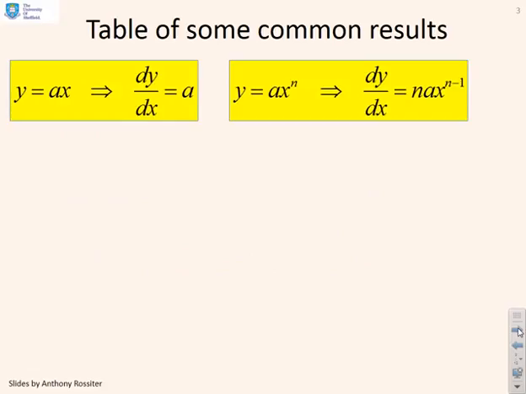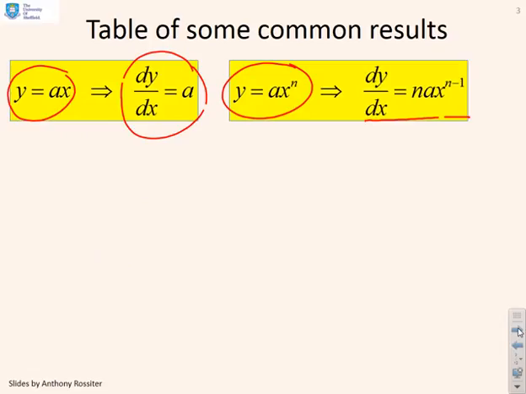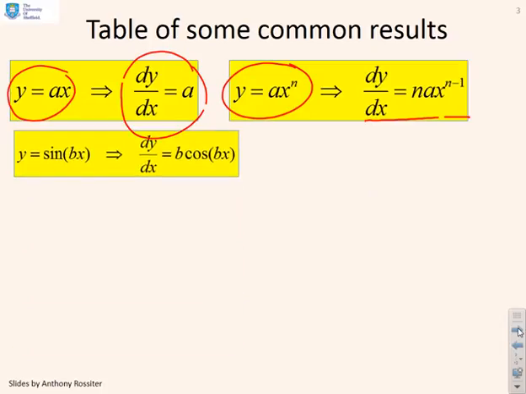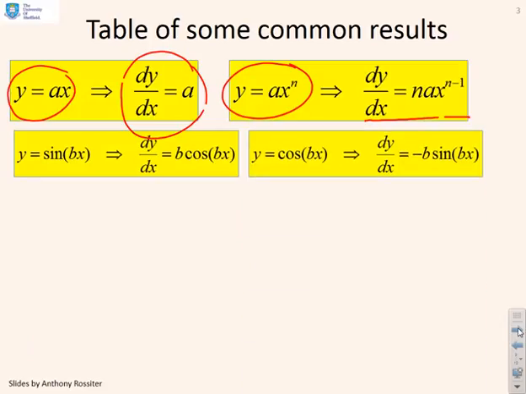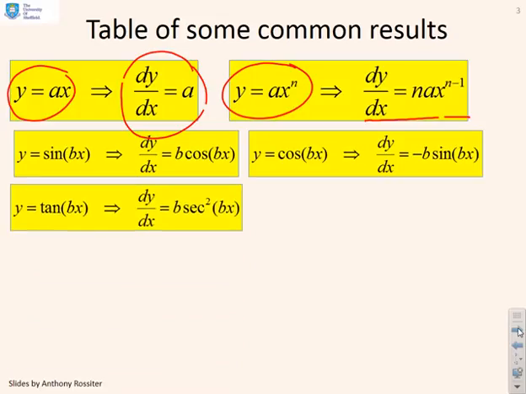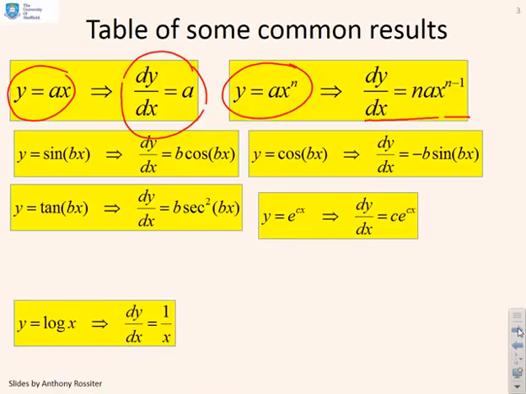So here's an example. In a table you will find that if y equals a to the x, dy dx is a. If y equals a x to the n, then dy dx is na x to the n minus 1. Another result, if y is sine bx, dy dx is b cos bx. If y is cos bx, dy dx is minus b sine bx. If y is tan bx, dy dx is b sec squared bx. If y is e to the cx, dy dx is c e to the cx. If y is log x, dy dx is 1 over x.